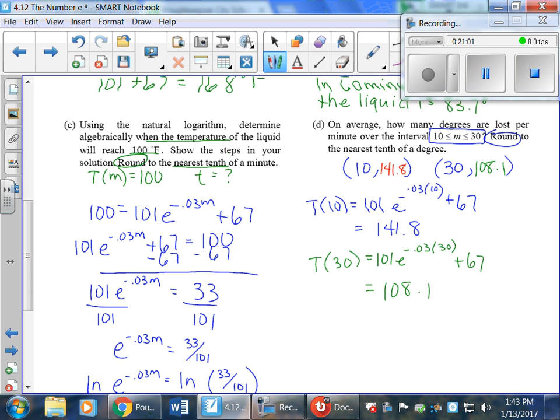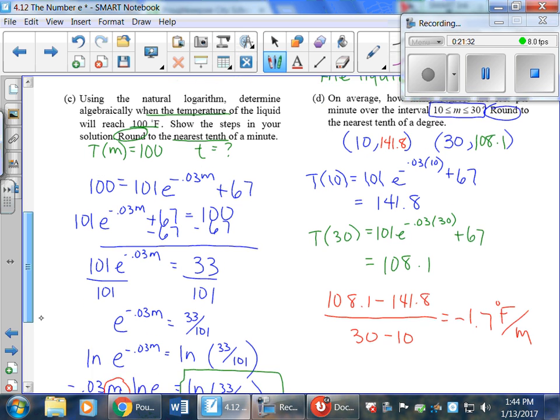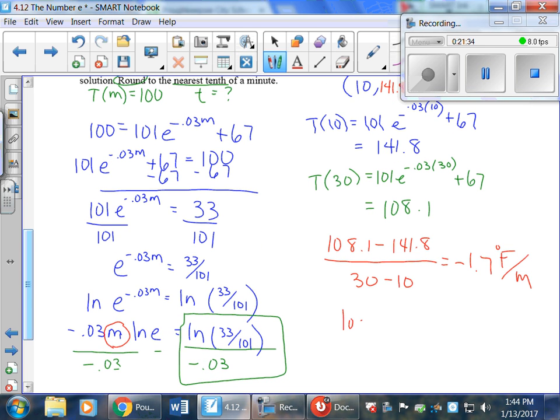All right, but now you actually have to find the rate of change. So the rate of change is going to be the change in y's, which is 108.1 minus 141.8, over the change in x's, which is 30 minus 10, which comes out to be negative 1.7 degrees Fahrenheit per minute. So you can see how it is decreasing at this point. Because of that negative, there's another way to interpret this: you can say it's losing 1.7 degrees Fahrenheit for each minute that it's sitting.